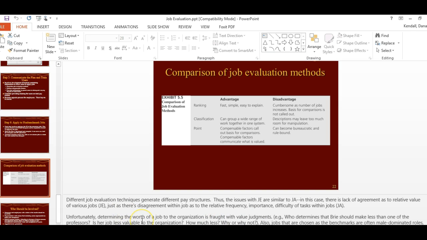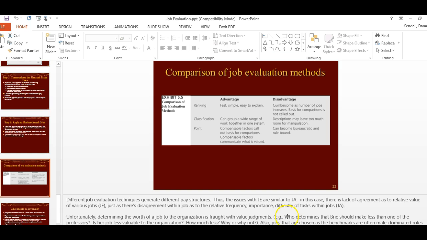One thing I should say that empirical research has shown, just as a general trend, is that different JE techniques generate different kinds of pay structures. And with job analysis, we've seen the same thing. Sanchez and Levine talk about this. And there's just a lack of agreement among SMEs in terms of the relative value of any given position to the organization's success.